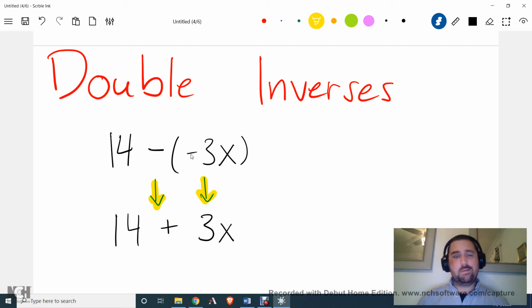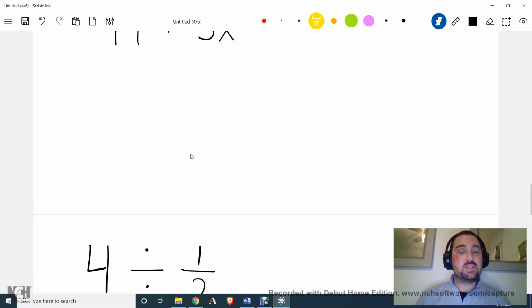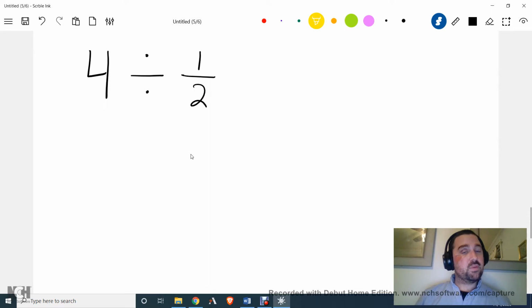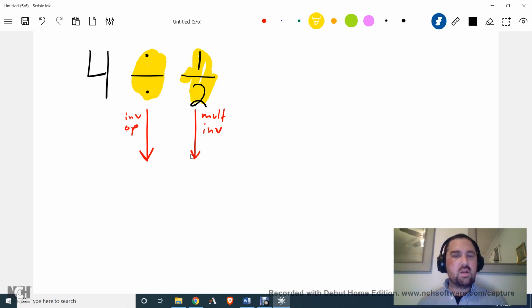And maybe you're like, whatever, that makes perfect sense. But the cool thing about learning this way is that we can apply it to other situations. Maybe something like this: 4 divided by 1/2. Now, I'm just going to jump right into it. I'm going to use a double inverse. So I'm going to find the inverse operation of division, and I'm going to find the multiplicative inverse of 1/2. Let's see, inverse operation, multiplicative inverse. So what does that give us?